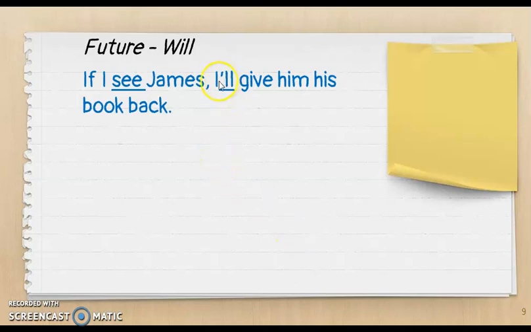Let's take a look at the example. If I see James, I will give him his book back. In the if clause, what tense is this? Present tense. I will give him his book back, so it takes on a future tense. Does this happen? Not yet. But do you know that it will happen? You know it is likely to happen, even though you are not 100% sure. If I see James, I will give him his book back.